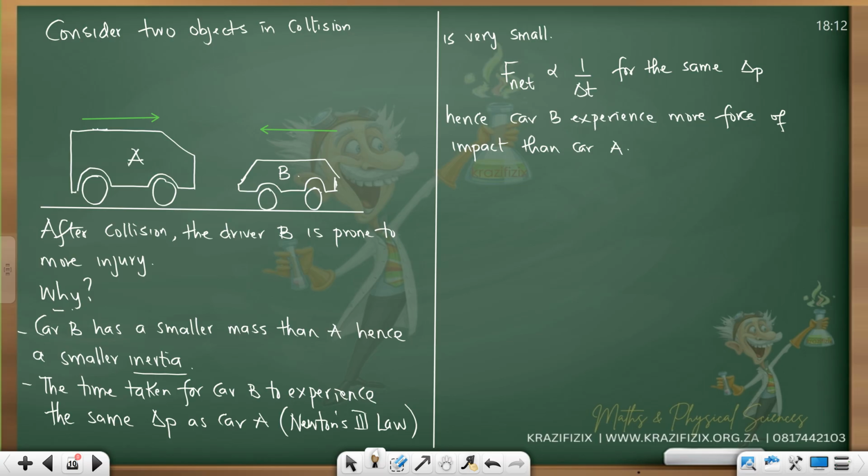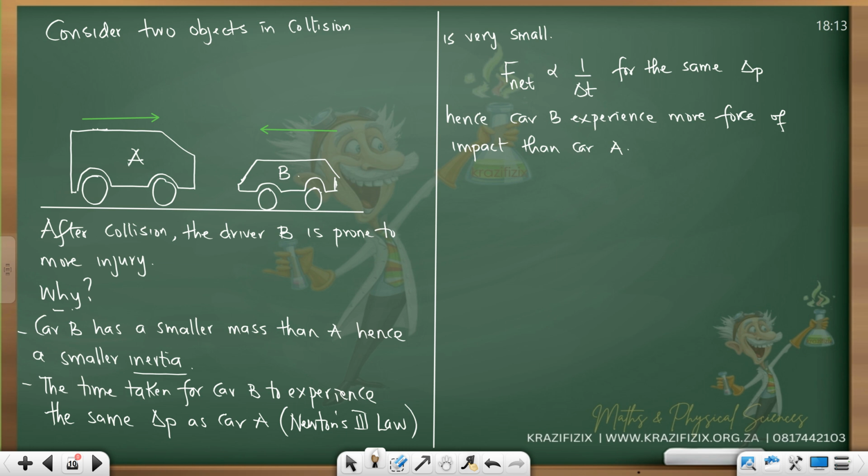All right, let me see. The same forces apply to both cars, yes. Since driver B has a smaller mass, it will experience a greater acceleration in the direction of the force. Okay, if you want to bring in acceleration, that's still fine. But instead of that acceleration, we've just brought in the force. Driver A's car with its large mass will experience a smaller acceleration. The smaller car is likely to be more damaged due to greater acceleration.